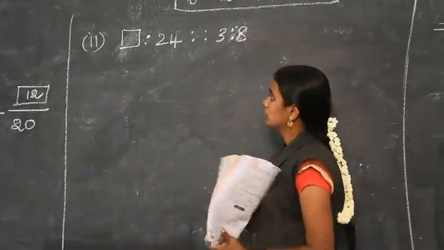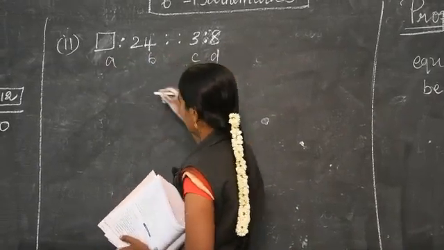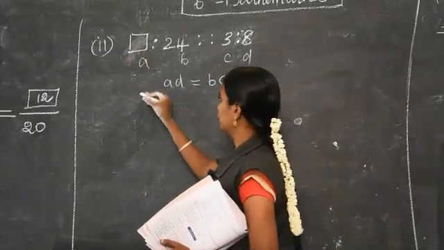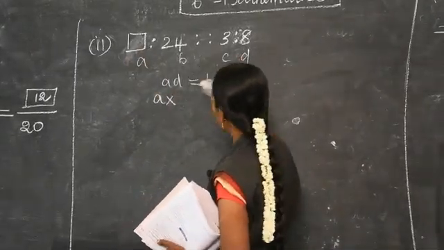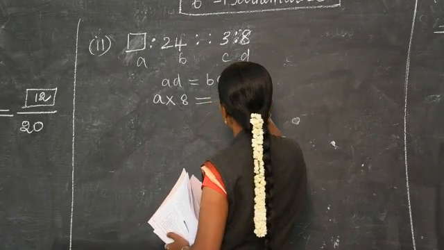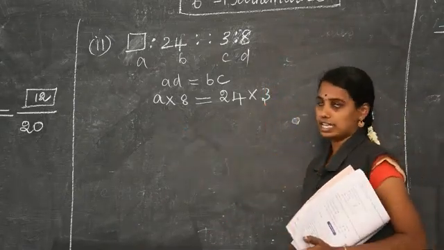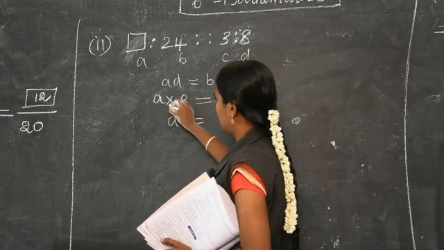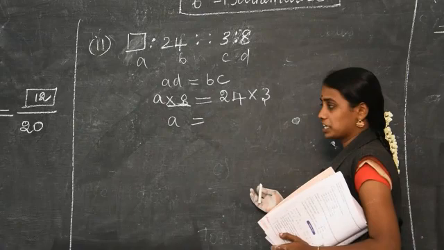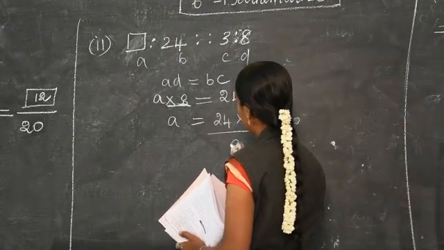Okay, here the same way we can go. A, B, C, D. Formula AD equal to BC. Do we know the A value? No. Write A as it is. D value 8. B value 24. C value 3. Okay, now we need to find the A value. Let A be as it is. This multiple of 8 will go this side as division. This rule we learned in the algebraic expressions. Okay, so now 24 into 3 by 8.